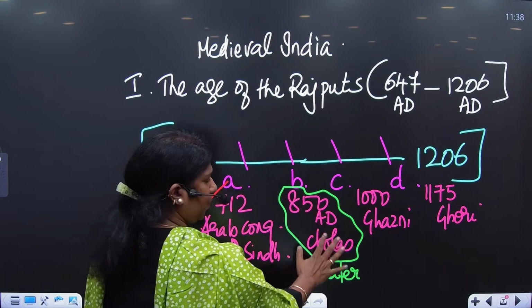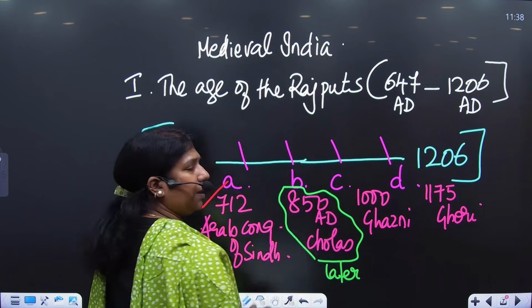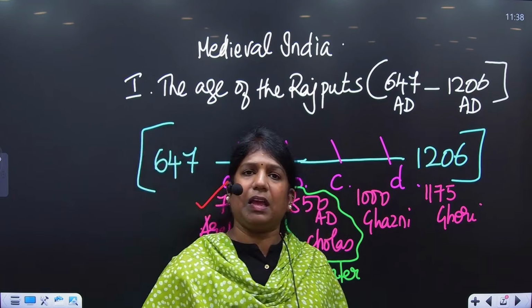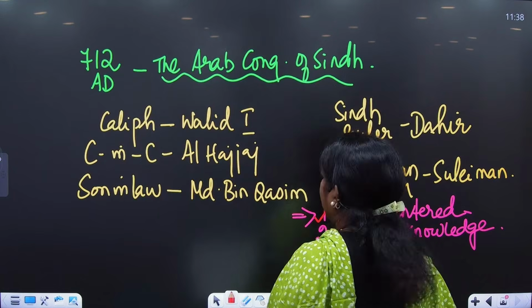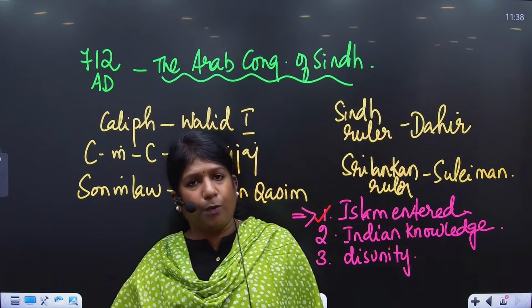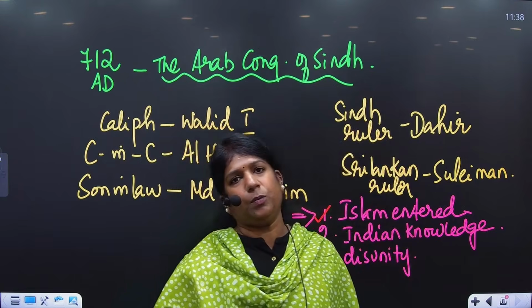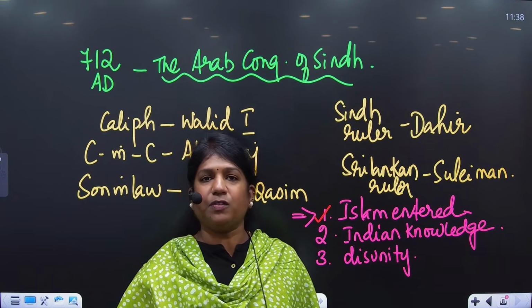Now, 850, we're going to do the Cholas later. Then comes a man called Ghazni and Ghori in the age of invasion. It's a very small topic, a very important topic to understand the medieval world, the Arab conquest of Sindh. Thank you.